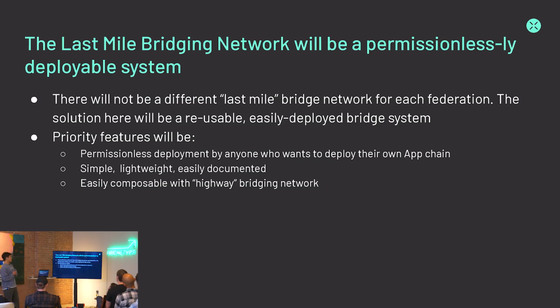This last mile bridging network might just be a permissionlessly deployable system. It might just be a point-to-point system that's easily deployed by the app chains whenever they want to roll their own bridging solution. This is something that we're thinking about, something we've talked with folks about building, and it's going to be built on top of some sort of third-party fast messaging network. It's going to be easily reused, easily deployed, very simple, very lightweight, and most importantly, it's going to be composable with the core L2 to L2 highway bridging network.